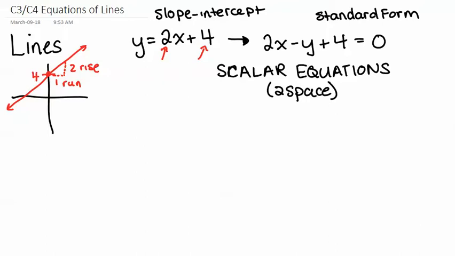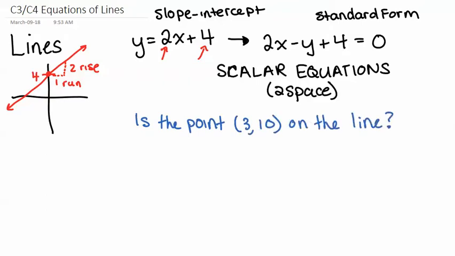Okay, so now let's actually just talk about one more thing. If we wanted to determine if a point is on a line, so let's say I asked you, is the point (3, 10) on this line? Just knowing what we know from grade 9, we know this stands for x and this stands for y. So if we just subbed it into our equation, our left side would have to equal 10, and our right side would also have to equal 10.